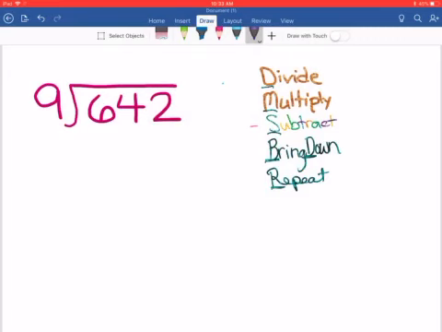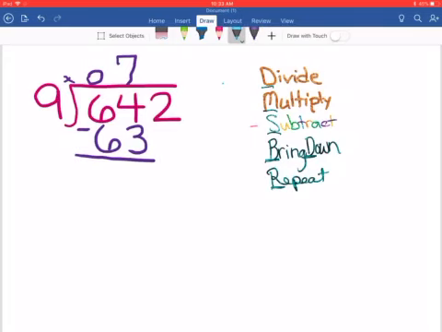All right, so divide. 6 divided by 9 can't happen. So I know I need to move over to the 64. I'm going to put my 0 up above there. 64 divided by 9 is 7. And then I know I need to multiply 7 times 9, which is 63, and I know I'm going to subtract that. All right, 64 minus 63 is 1. And now I've done the subtract, so now it's time to bring down the 2.